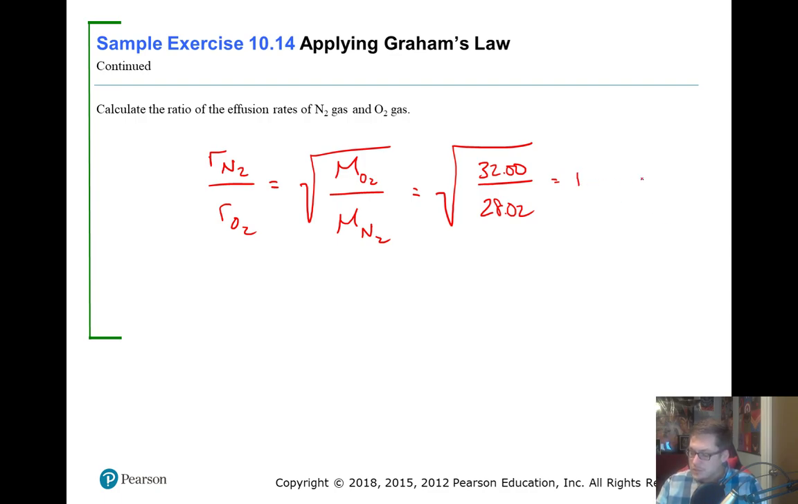Well, that's not right, is it? 1.08. 1.069. All right. So that's the ratio of the speed of nitrogen versus oxygen. All right. So that's not too bad.